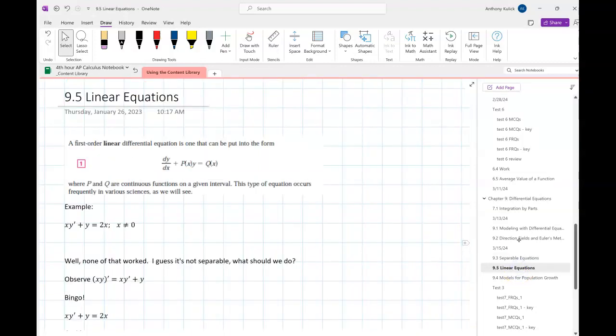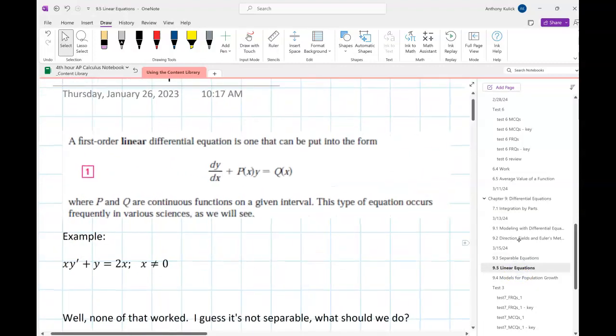Okay. What if they're not separable? So one type of inseparable differential equation is called a linear differential equation. Linear differential equations are of the form dy dx plus some function of x, that's p of x, times y, equals some other function of x, we'll call q of x.